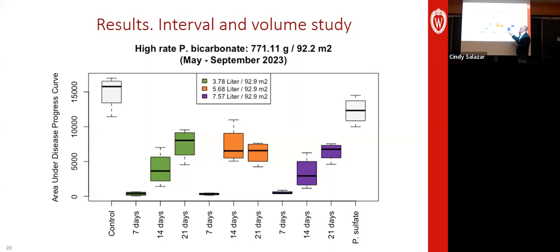But the reapplication interval did have an effect. Here is 7, 14, and 21 days. As you might expect, the shorter the reapplication interval, the more efficacy that we saw. So the 7 days provided much better control than 14-day reapplication intervals, which provided much better control than the 21-day reapplication.